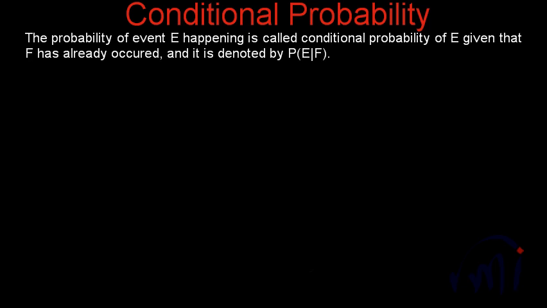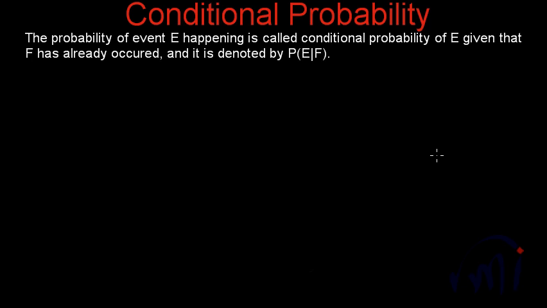As you can see, I have already noted down the definition. The definition says the probability of event E happening is called the conditional probability of E given that F has already occurred, and it is denoted as P of E given that F has already occurred, or P(E|F). This is how we write the conditional probability.